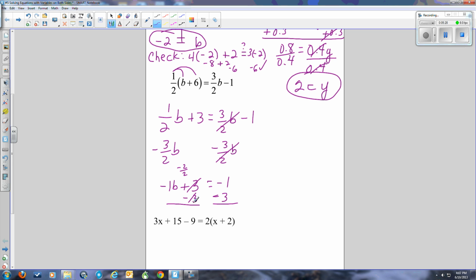The 3's on the left cancel, and we have negative 1b equals negative 1 minus 3, which is negative 4. And I'm just going to bring this up to the side here, so we've got room. So we have negative 1b equals negative 4, so we divide each side by negative 1, because we want to get b alone. The negative 1's on the left cancel, so I have b equals positive 4.